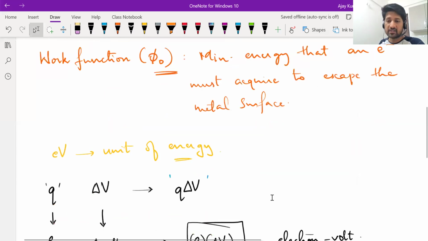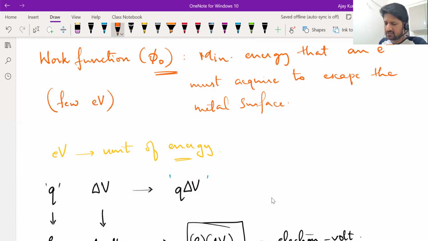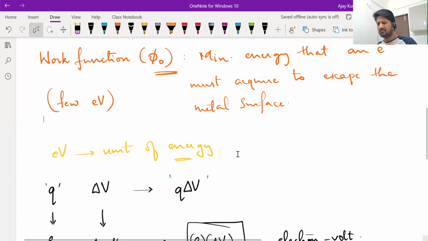Usually, the work function of metals, what is work function? The energy that you need to supply to the electrons to help them escape from the metal surface. The work function of metals usually is around 2.2 to 5 electron volts. So it will be in the order of a few electron volts. That much energy, if you give to the electron, it can leave the metal surface. Okay. Well, there are other factors also. This is the minimum amount of energy required.